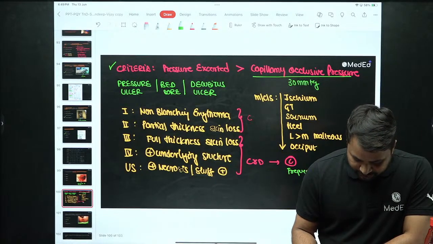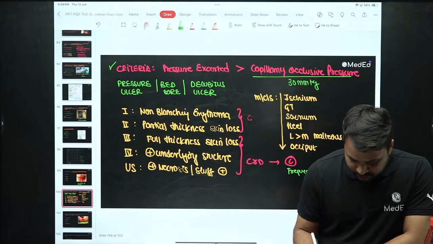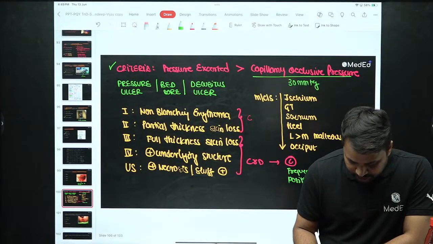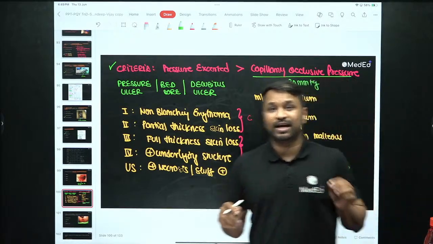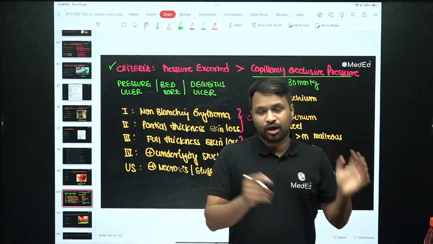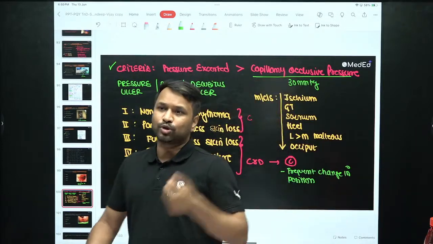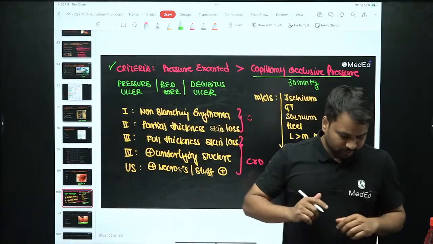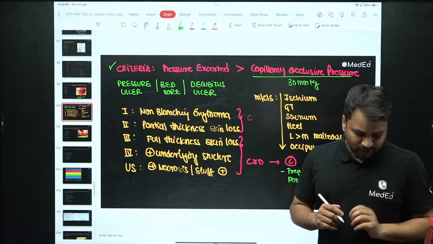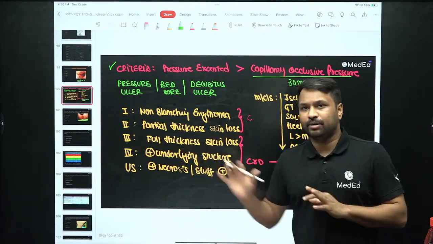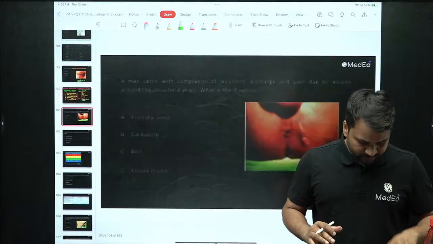Now, when we say frequent change in position, remember, if a patient is bedridden, every second hourly, if it is wheelchair bound, every 10 minutes, you have to change the position. Along with that, you have to give air and water bed so that the pressure is not being sustained for a prolonged period of time, right? So this is with respect to the pressure ulcers, right? So this entire table is important from the exam perspective as well.